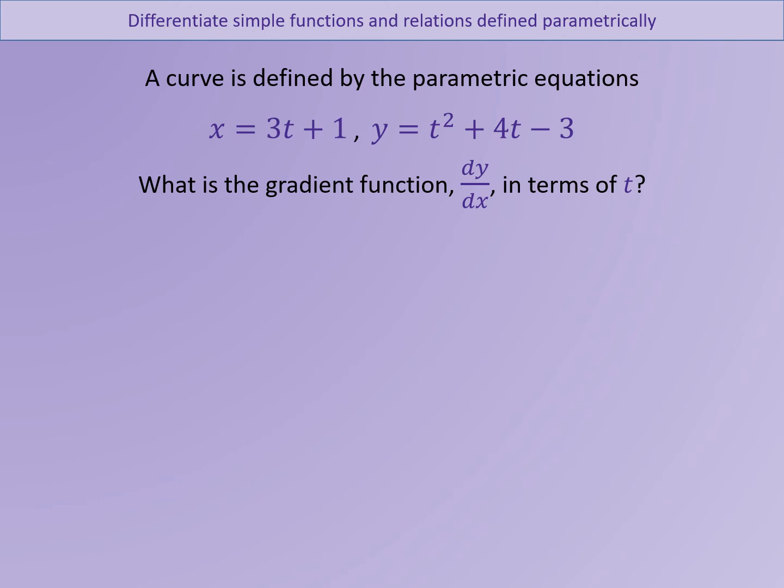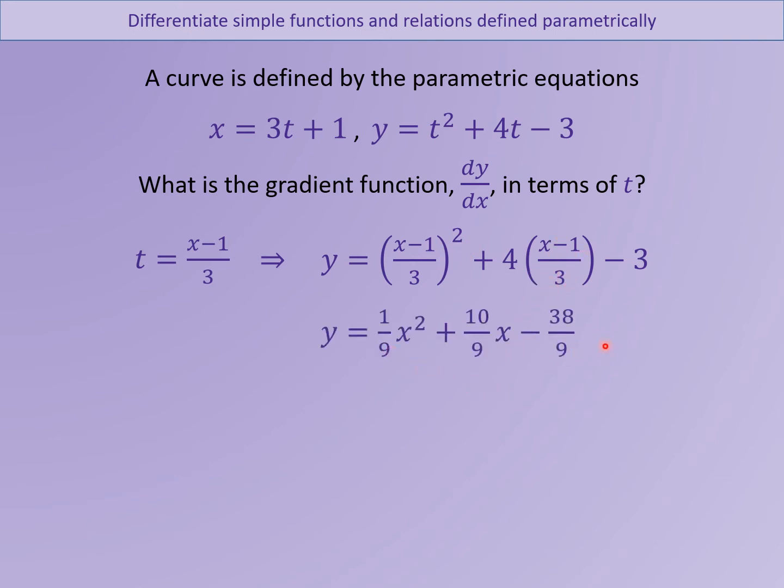So the first thing you should be thinking about is rearranging the x equation, maybe taking away 1, dividing by 3, and substituting that back into this one. So therefore, straight away, sorted, I've got a Cartesian equation. Now what I need to do is think about how to differentiate it. But I'm going to make my life a bit easier. I'm going to sort this out and neaten it up because I could do x minus 1 squared over 9, and I could do 4 lots of x minus 1 and divide it by 3. So I end up with this equation. So just make sure you're happy with that if you didn't do it before.